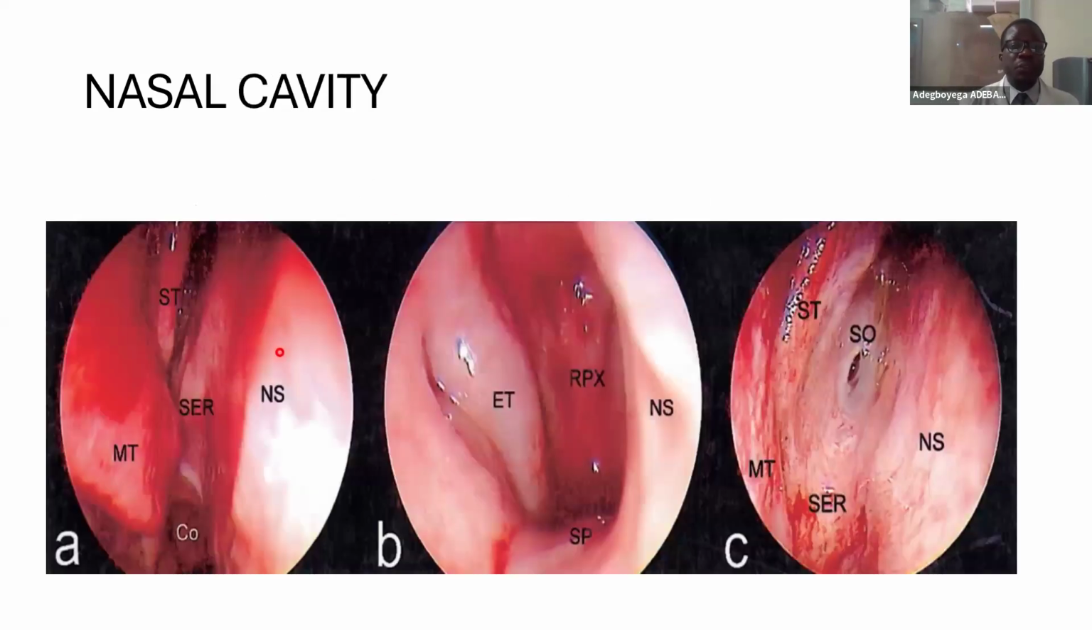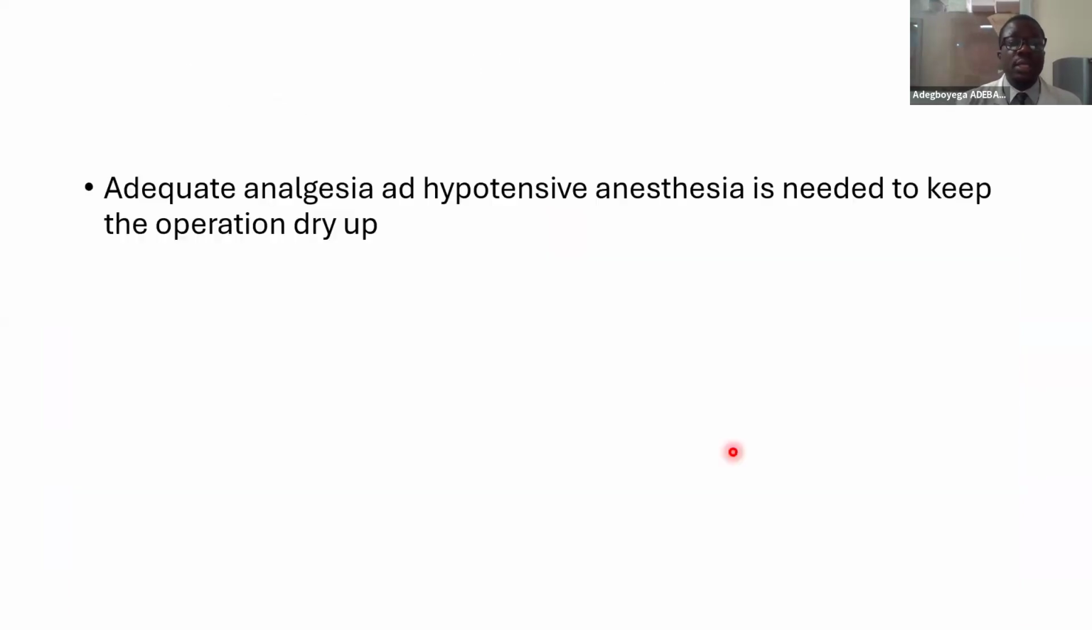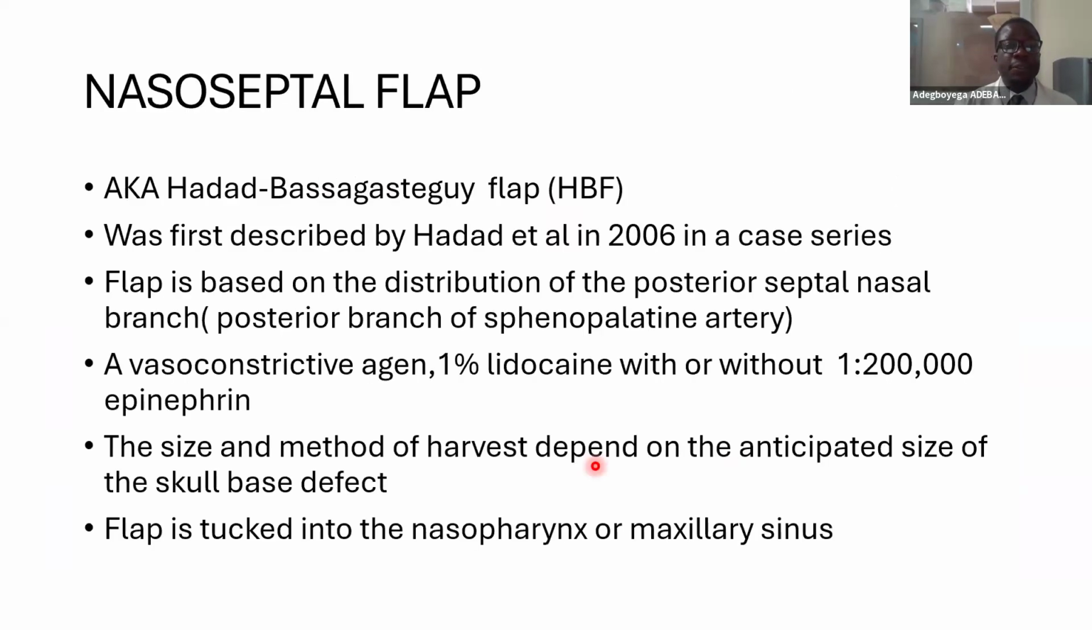The picture above shows the endoscopic view of the nasal cavity, the nasal septum, the middle turbinates, the nasopharynx, and the eustachian tube. This is the sphenoid ostium at the posterior end of the nasal septum. Adequate anesthesia and hypotensive anesthesia is needed for a clear operative field.